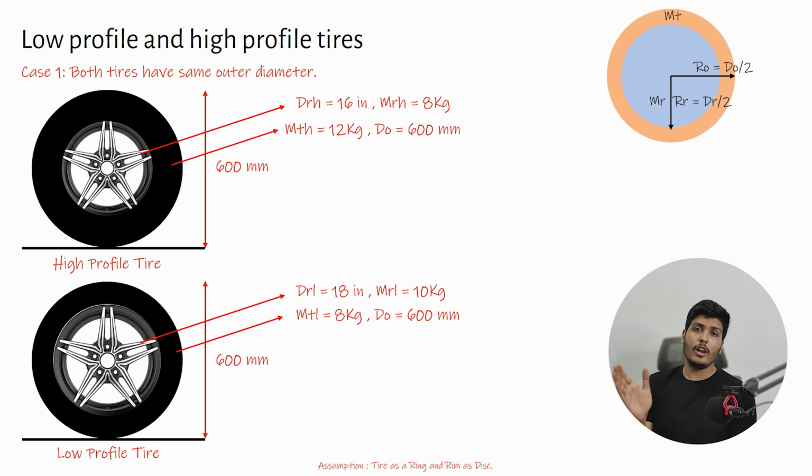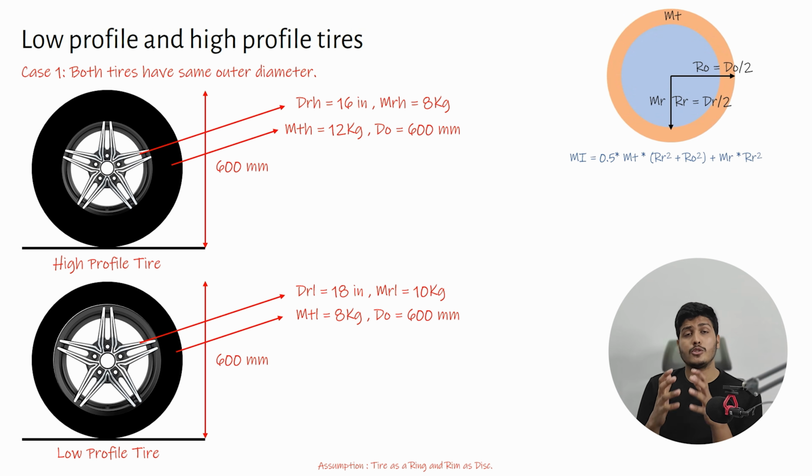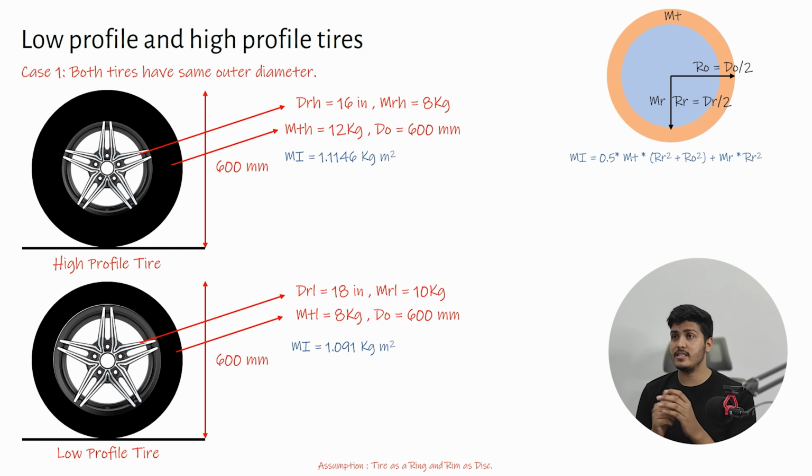This will give the following equation for the moment of inertia. On solving for both cases, we will get the moment of inertia for the low profile wheel as 1.091 kg meter square, and for the high profile wheel, we will get 1.1146 kg meter square. This shows a low profile tire will accelerate faster compared to the high profile tire because it has a low moment of inertia. A point should be noted here, this was a simplified calculation.